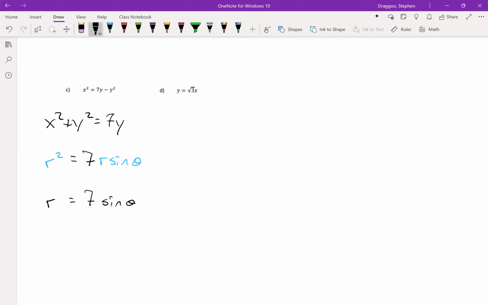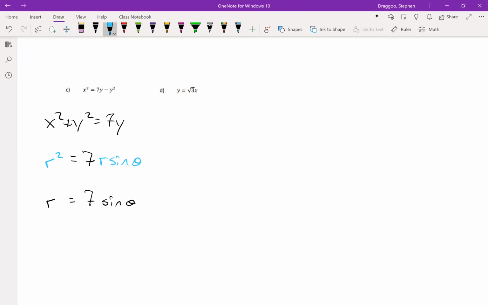All right, and then part D, got a bit of an interesting equation going on. I've got y equals the square root of 3 times x. And probably the easiest way here, since neither piece is squared, would be to just substitute directly in for y and x.